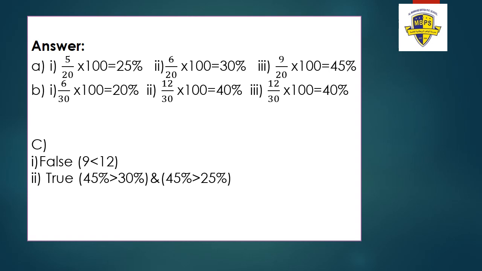Number 3, more girls than boys were underweight. What do you think? Yes, it's true, because 6 is greater than 5. We have 6 girls underweight and 5 boys underweight. The last one, a greater percentage of girls than boys were underweight. This is false, because 20% is less than 25%.